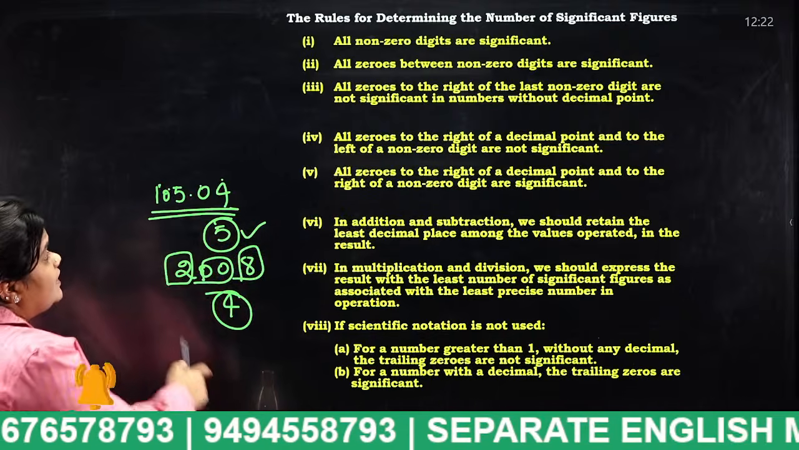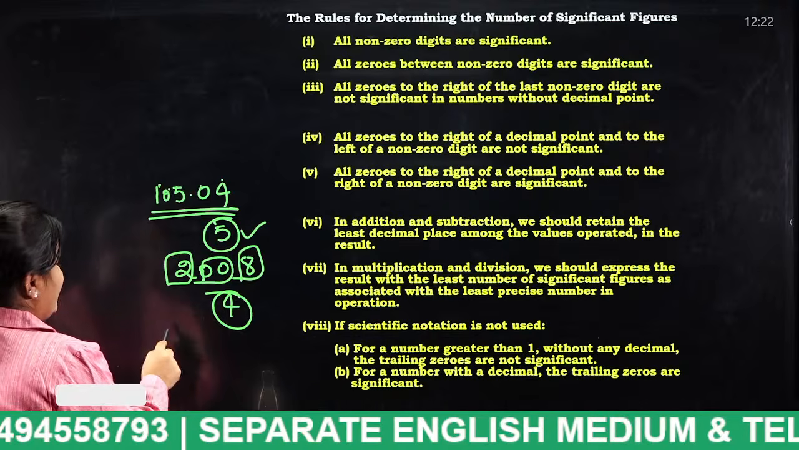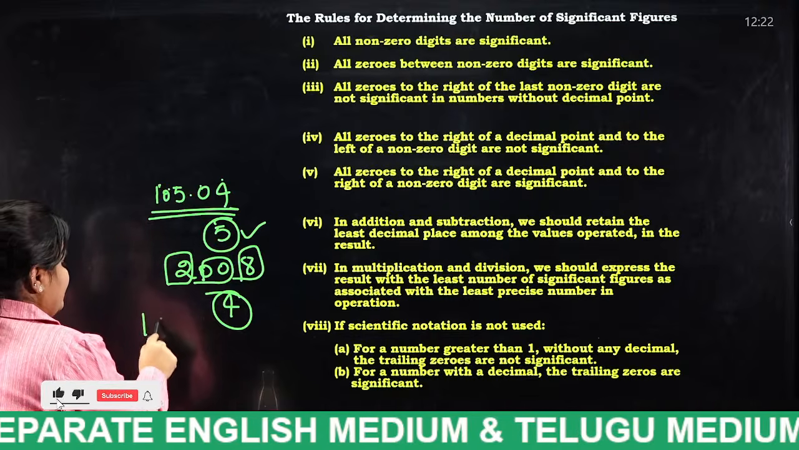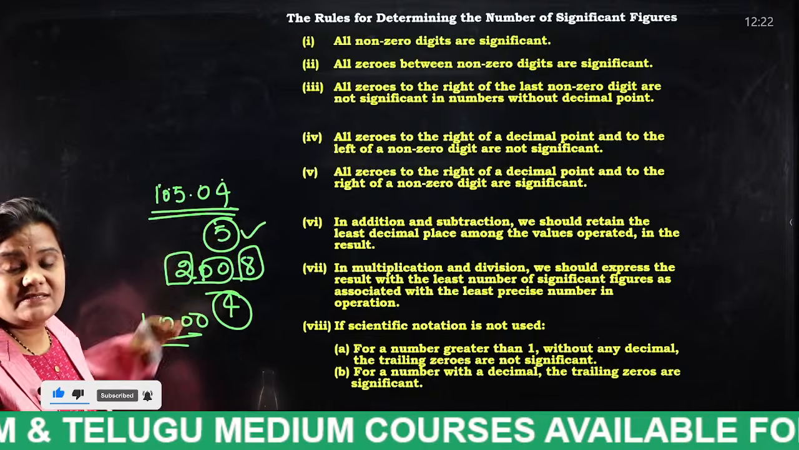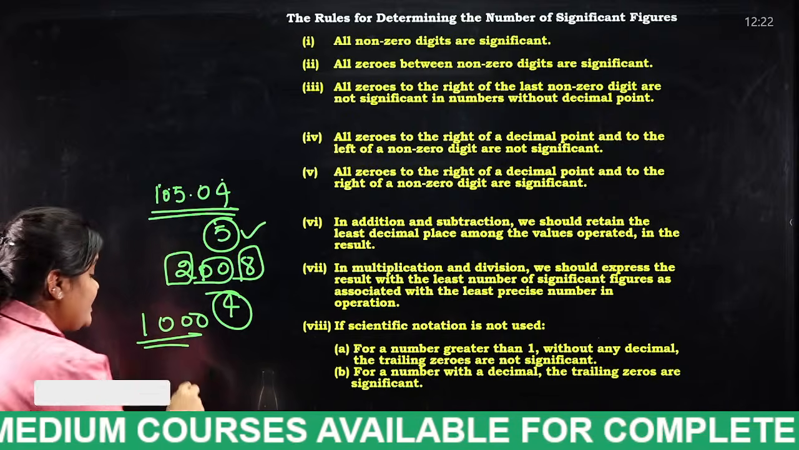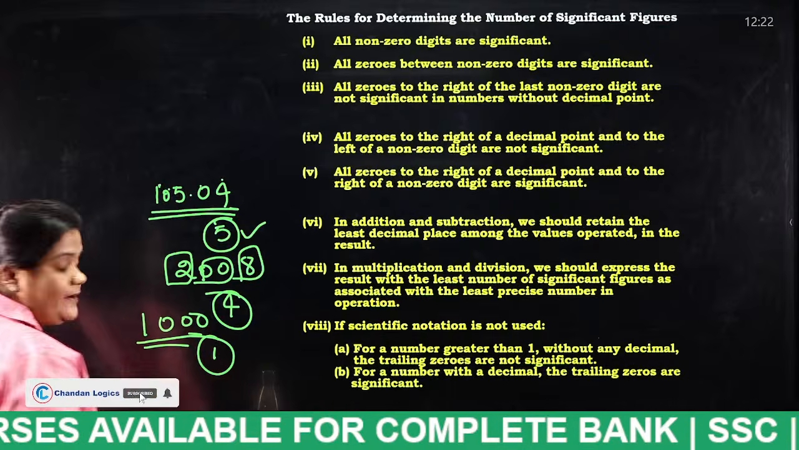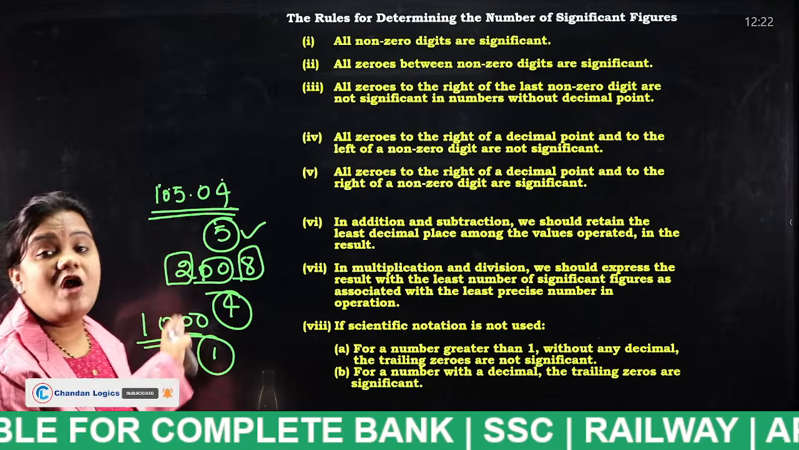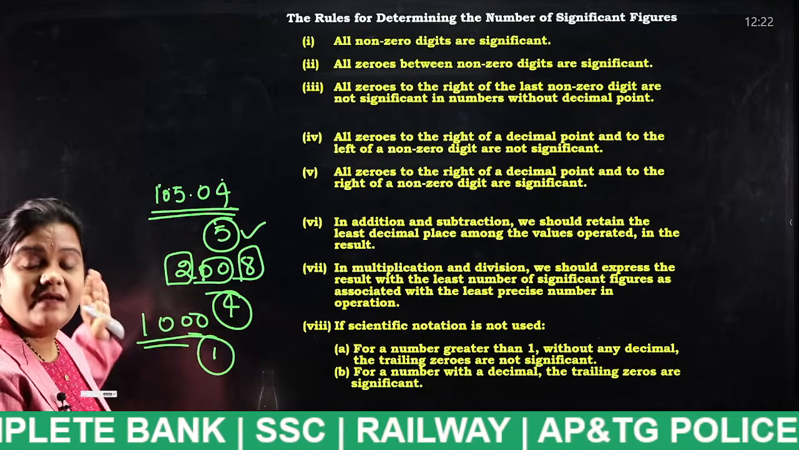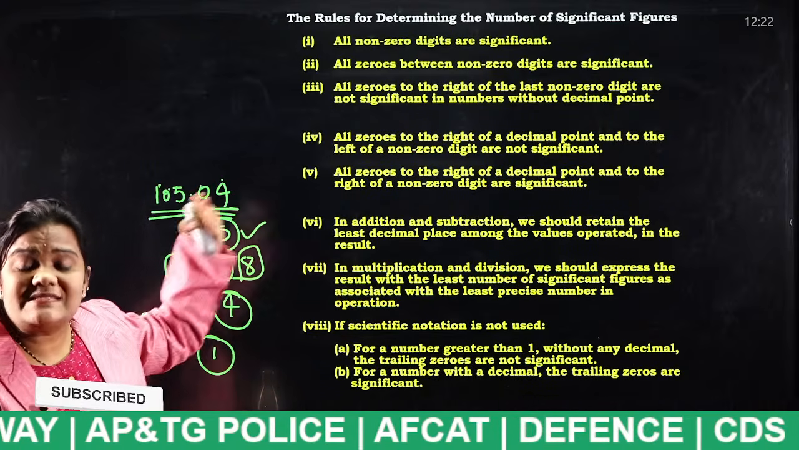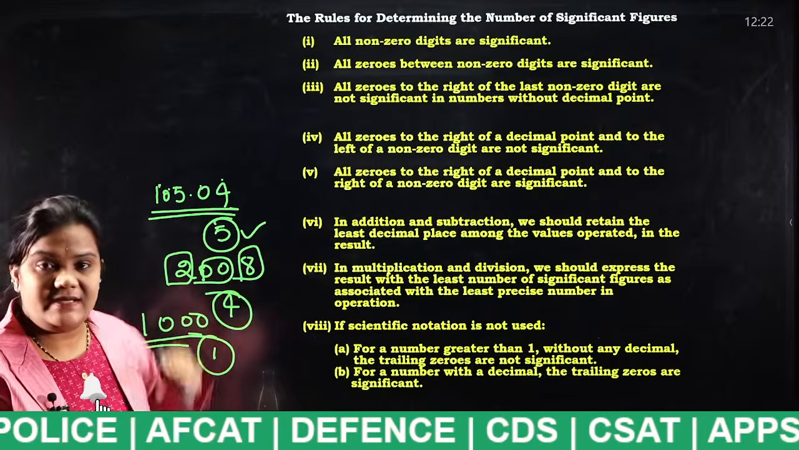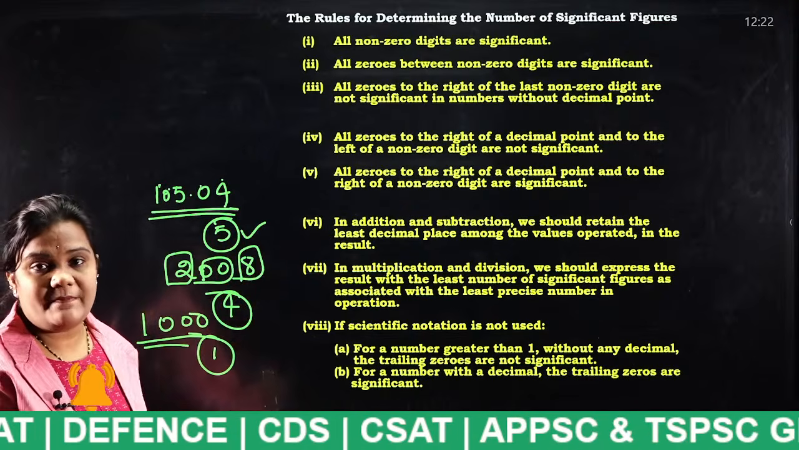And third, all zeros to the right of the last non-zero digit. For example, 1000. In this case, the number of significant digits will be only 1. They are not significant, because they are to the right of the non-zero digit. So these are the rules of significant digits. You must remember them.